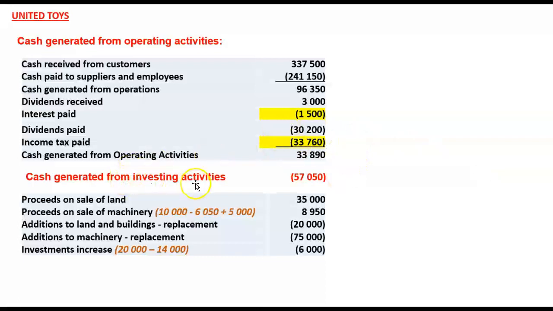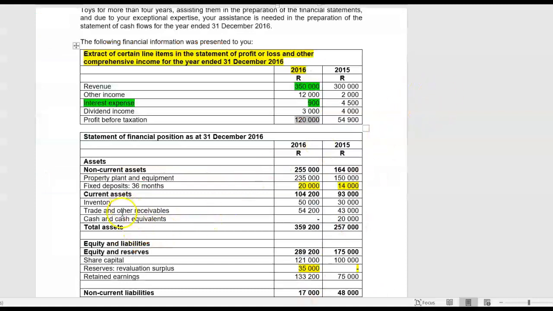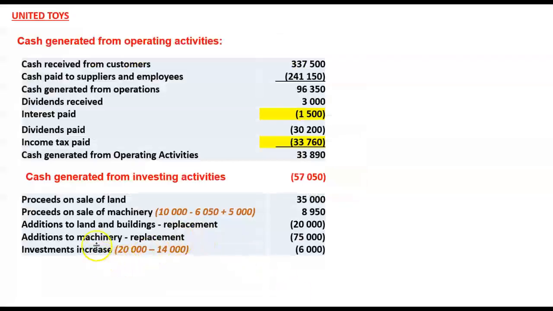Let's quickly just complete our cash generated from investing activities. Remember, we've cut it in our fixed deposits. There was also an increase in fixed deposits of 6,000 Rand. Increase in investments, 6,000 Rand. Outflow of cash, the rest we've already completed, so we can just add it, and that gives us total cash generated. It's an outflow of 57,050. And that's it.